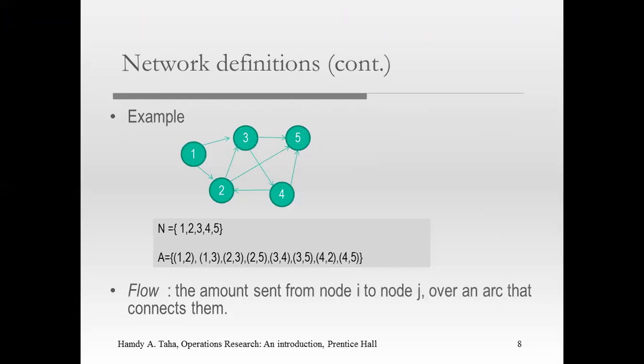And then what is the flow? Flow refers to the amount sent from node i to node j over an arc that connects them. So if we connect the nodes with an arc, it means there is a flow from node i to node j.